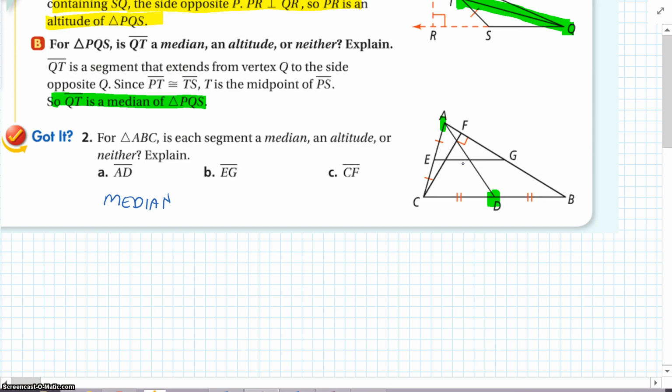EG, it's neither a median or an altitude because it doesn't go to a vertex. CF, okay, so it starts at a vertex and it goes perpendicular to the opposite side, so it is an altitude.